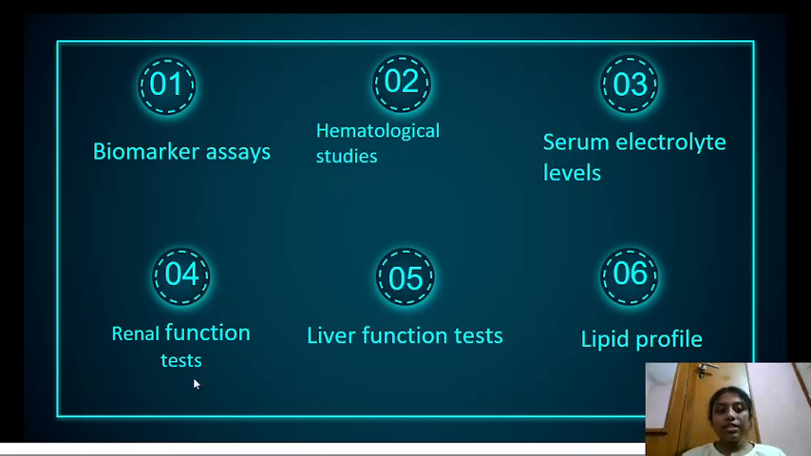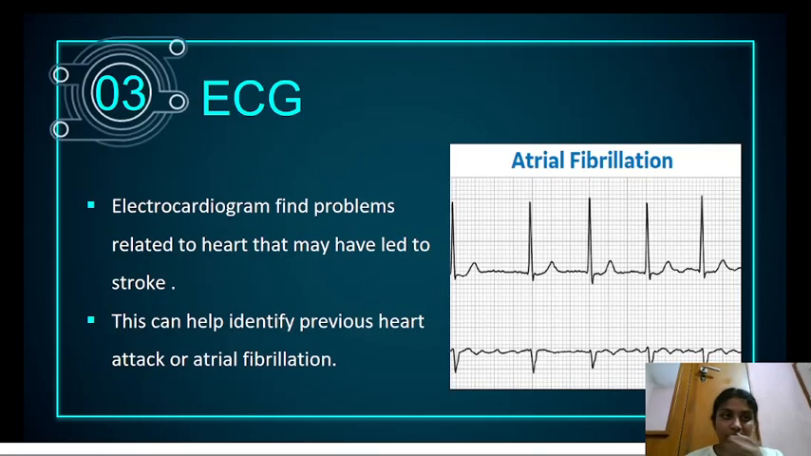Renal function test assesses the function of the kidneys. Liver function test is for the assessment of the function of the liver. If there is any problem in the liver or the kidneys, it can lead to disturbance in the management of stroke, or it can worsen the stroke. Lipid profile is used for evaluation of the cholesterol levels, which is directly related to the risk factor of stroke, that is atherosclerosis.